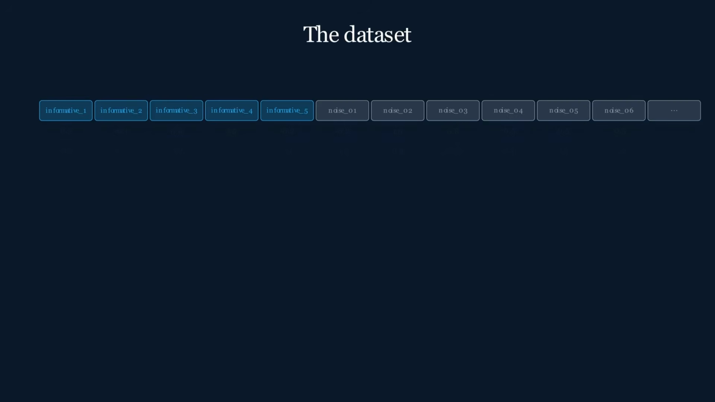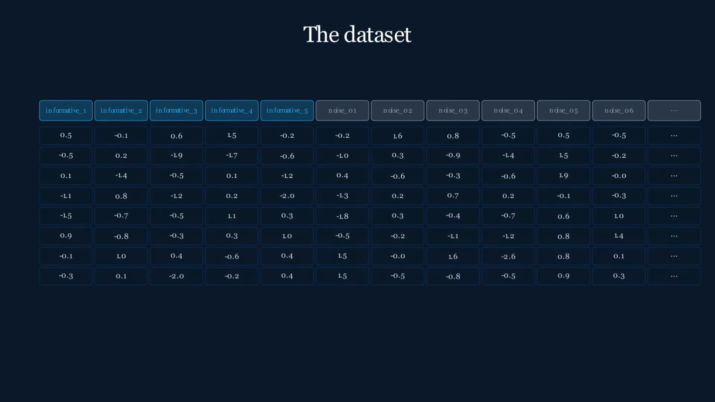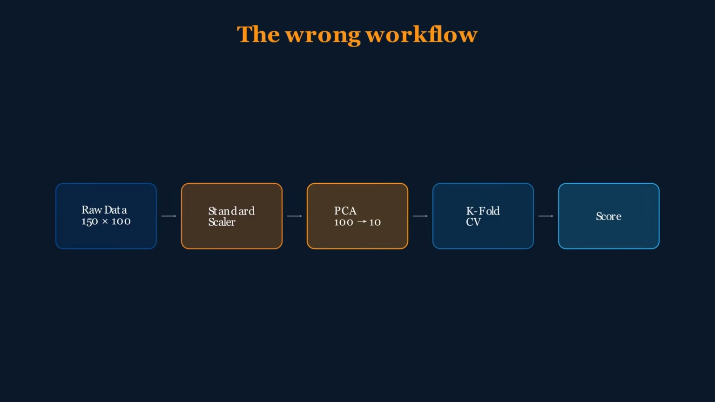You have a small dataset, maybe 150 rows, with a lot of features, most of which are noise. A classic real-world situation. You decide to standardize your features with StandardScaler, then reduce dimensionality with PCA to keep only the 10 most informative components. Sensible choices. You apply both to your full dataset, then run cross-validation. Your scores look great. You deploy, and performance in production is noticeably worse. What happened?